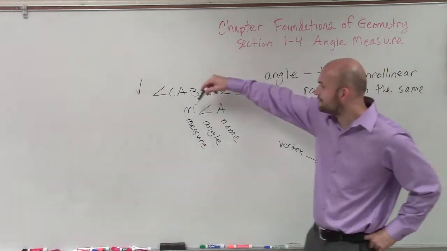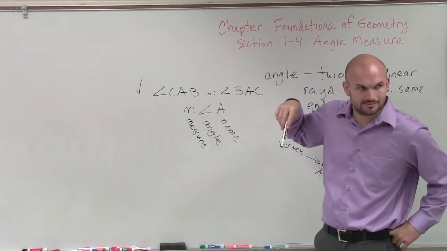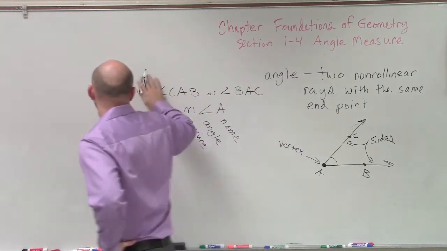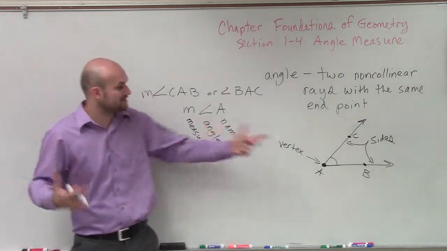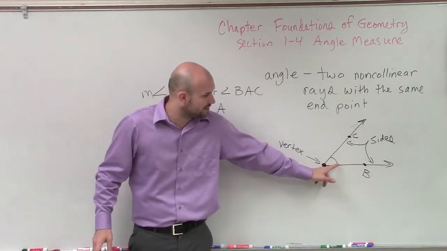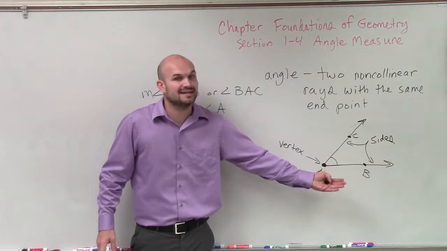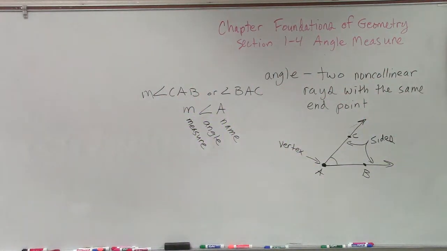Okay, so we have m angle A, measure of angle A is your name. Alright? Cool? Or, I could also do it over here. Whenever I put the m in front, that just means I'm talking about the measurement of the angle. The measurement of the angle is the distance between the two rays. And we're going to measure that in degrees. Alright, so I have a couple more things to go over.